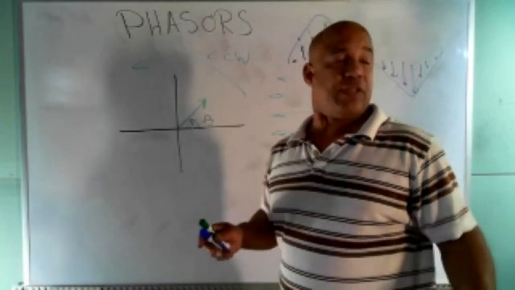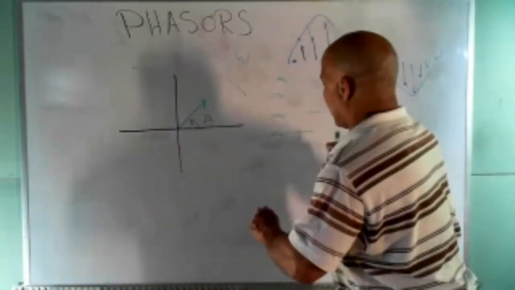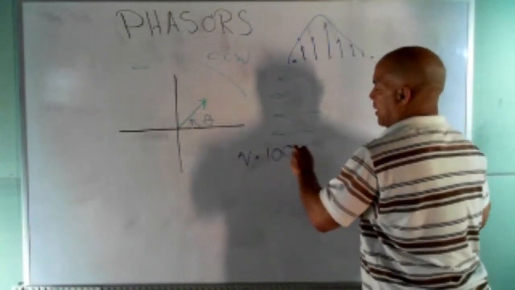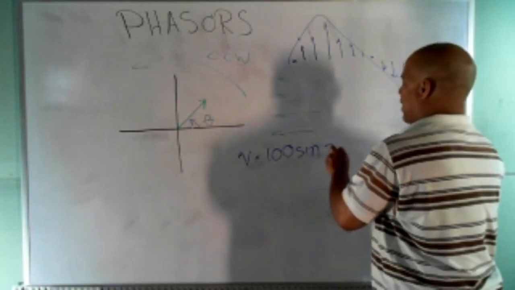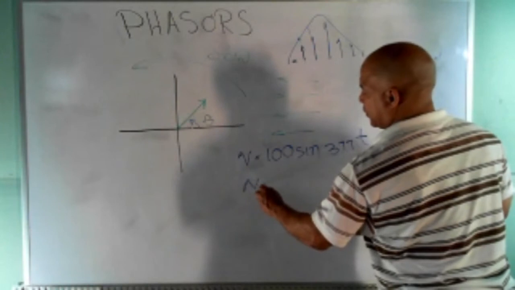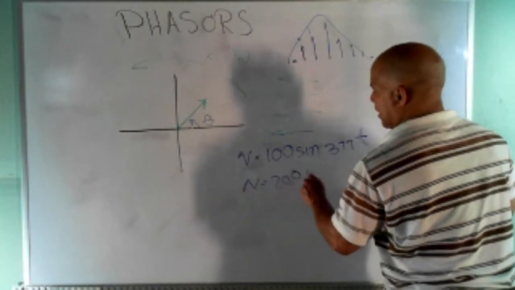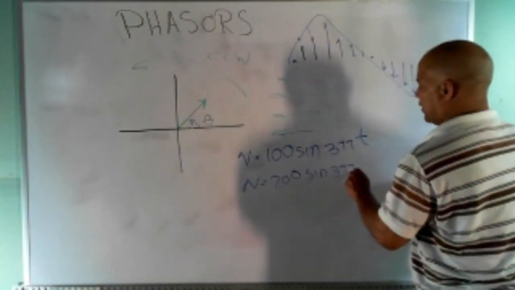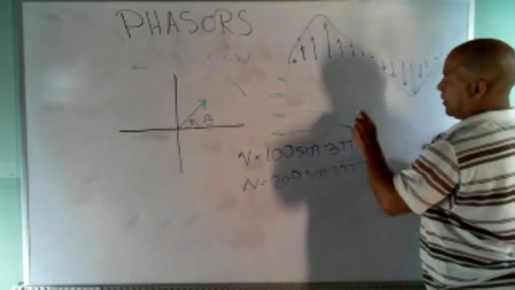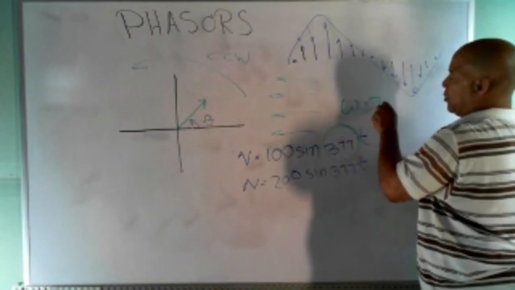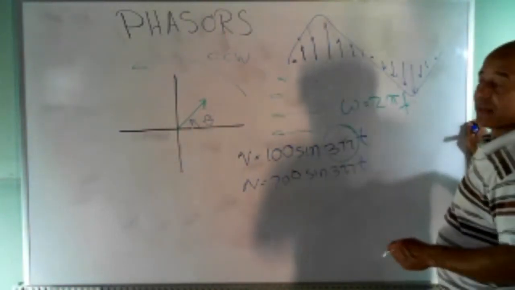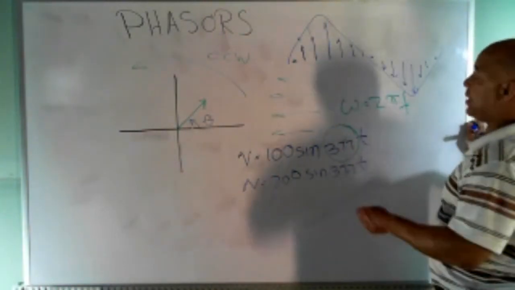How do you know if the frequencies are the same? Well, it's pretty easy. Remember our AC waveform. Suppose I have 100 sine 377t, and the other one was 200 sine 377t. Remember what this is right here. This is the angular velocity, omega, and it's equal to 2 pi f. So if the omegas match, that means the frequencies are the same. If the omegas are different, that means the frequencies are different.